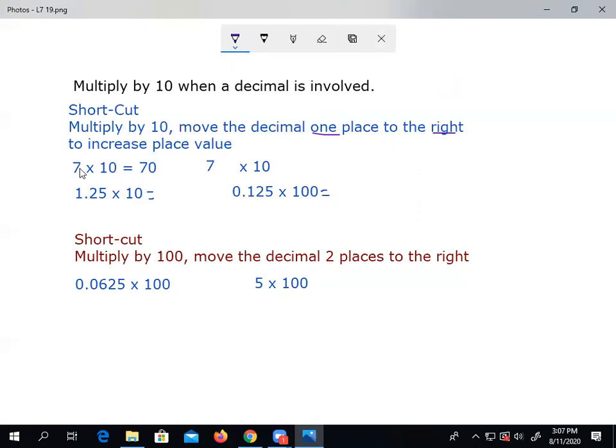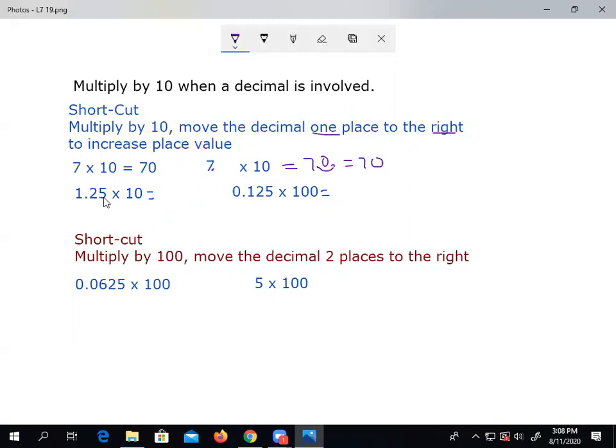If you remember, 7 times 10 is 70. Now, since 7 is in the ones place, remember the decimal is just to the right of it. If I multiply by 10, to get the answer, the shortcut is just slide the decimal to the right one spot. And then all you've got to do is fill the spot in with a placeholder of a 0. And therefore, the answer turns into 70.